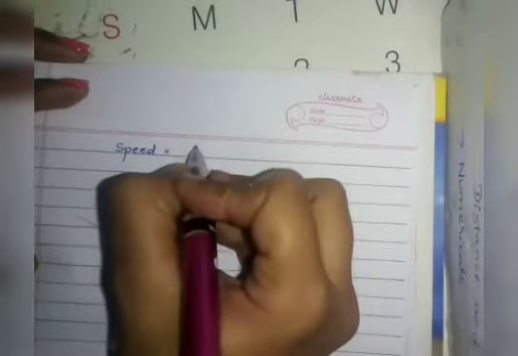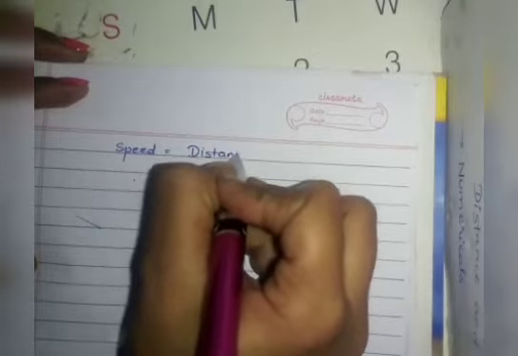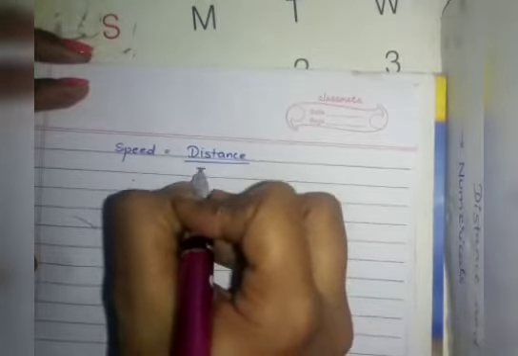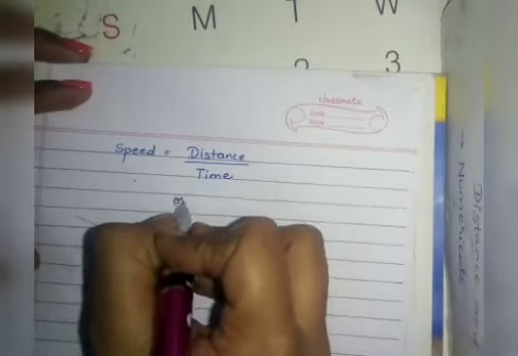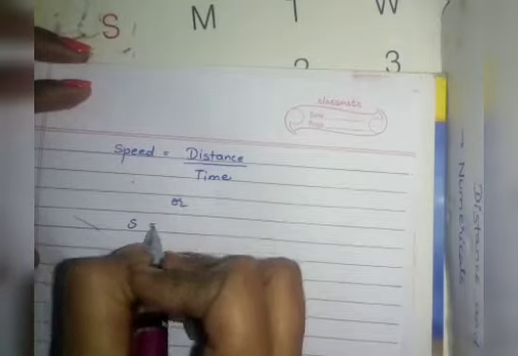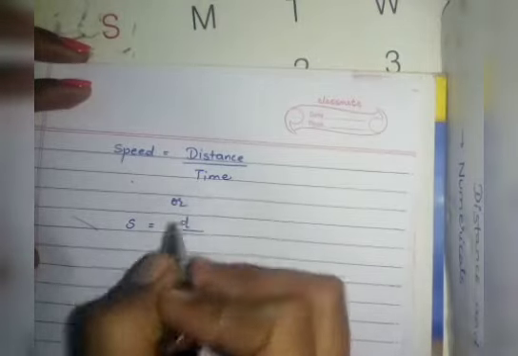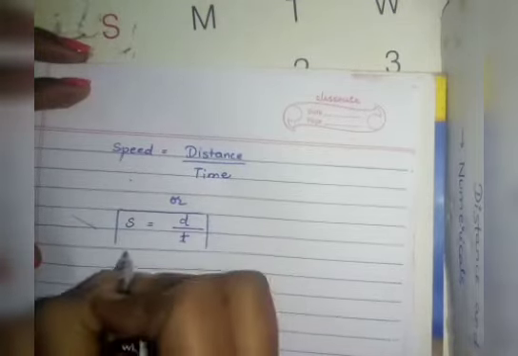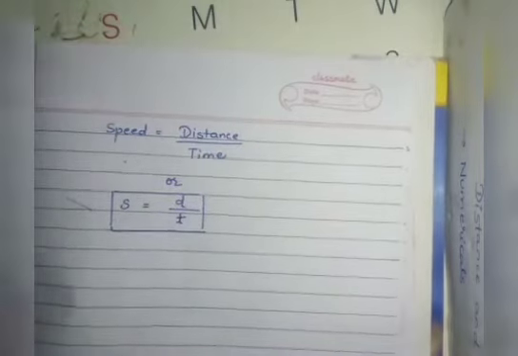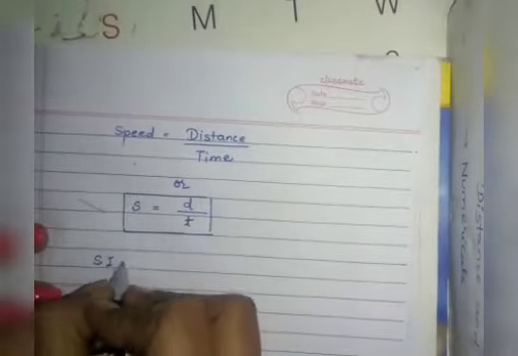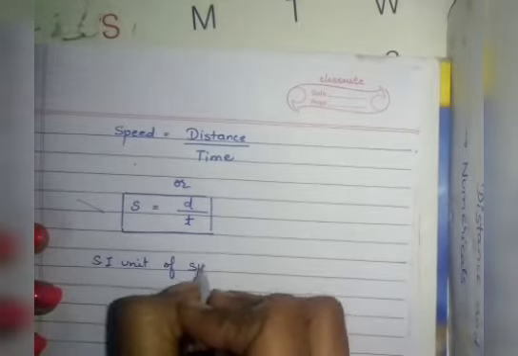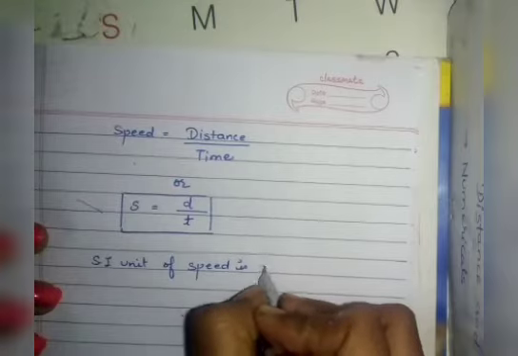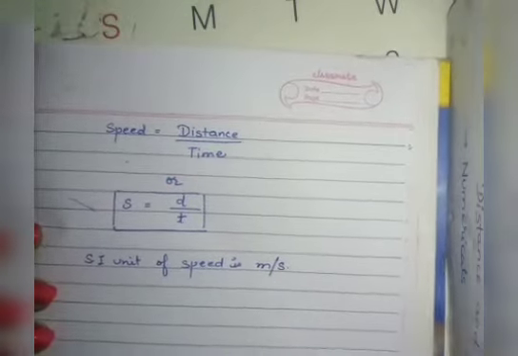Therefore, the formula of speed is speed equals distance upon time. Speed is denoted by s, distance is denoted by d and time is denoted by t. So this is the formula: s equals d upon t. The SI unit of speed is meter per second.